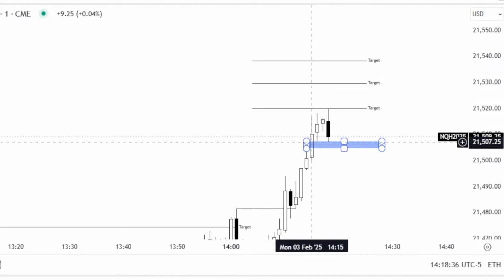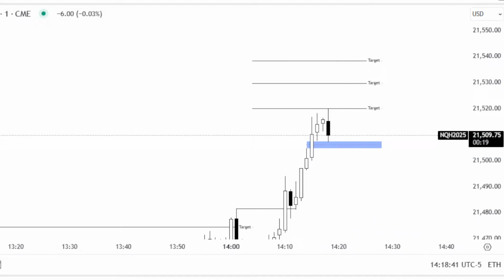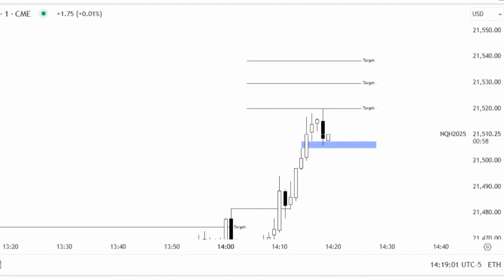Now it's like equal lows down here. Black candle looks pretty bearish right now. See where it closed from that white candle. Testing that wick.